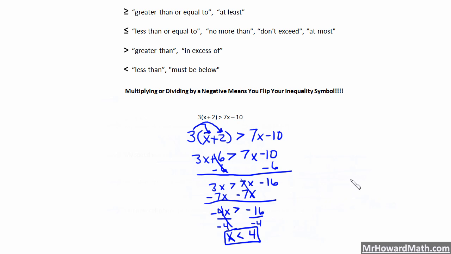Let's go ahead and put the number line on here. So we had 4 here, we have 0 here, and where x is less than 4, less than gets an open circle, and we'll point our arrow that way.